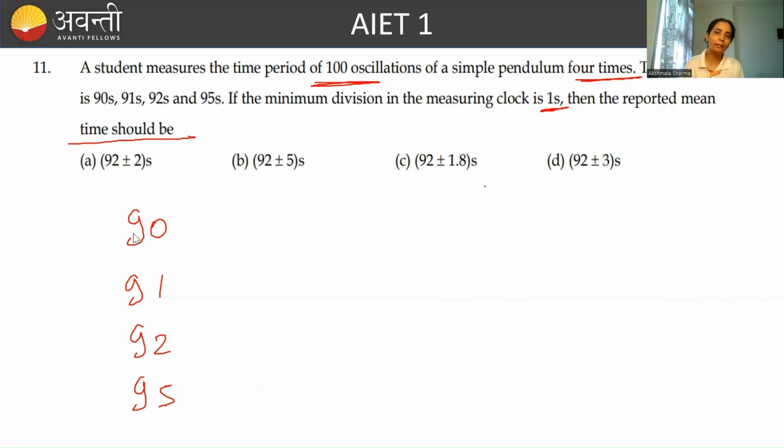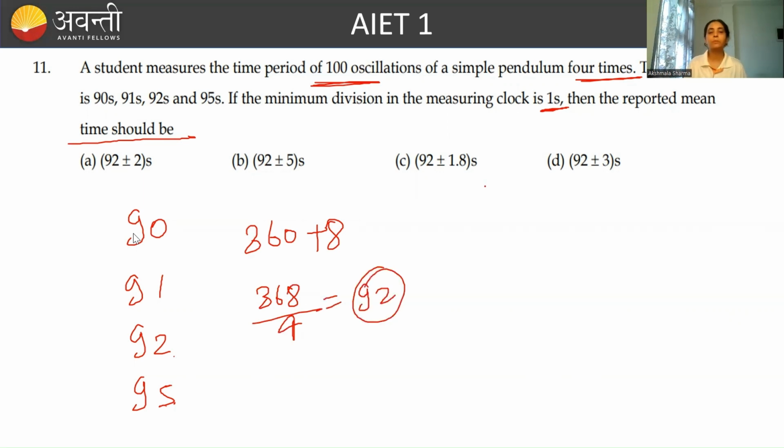So how do we calculate mean value and mean error? So mean value, simply we will add these 4 and divide by 4. Right? So add them up. If you are going to add it, how much will it become? 360 plus 5 plus 2, 7 or 1, 8. So this is 368. 368 by 4. If you solve it, it will become 92. So the mean value is 92.